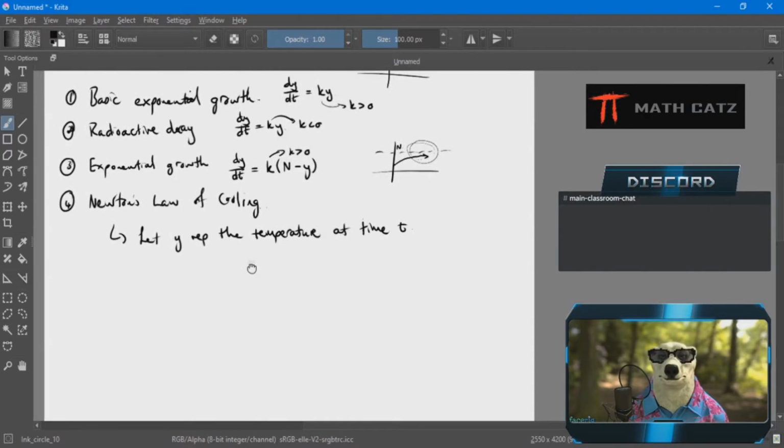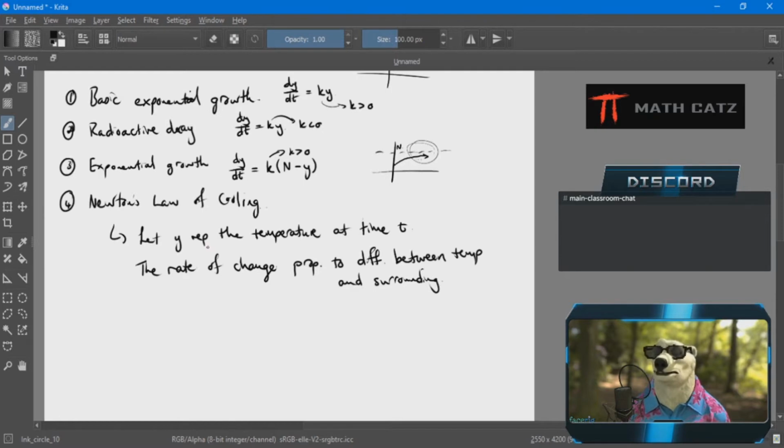But what Newton observed was that the rate of change was proportional to the difference between the temperature of the object and the temperature of the surroundings. So the room temperature in the case of leaving out a cup of coffee. So let's, for simplicity, make that N for no reason whatsoever.